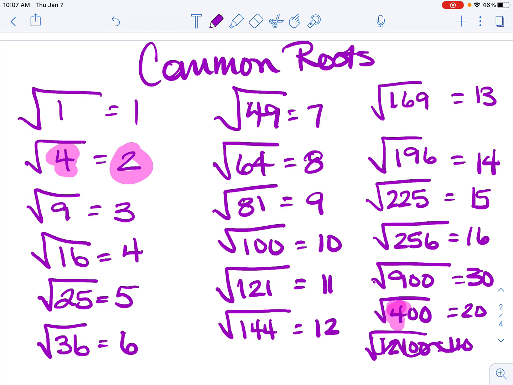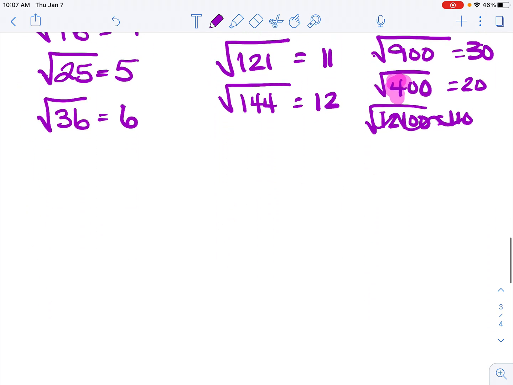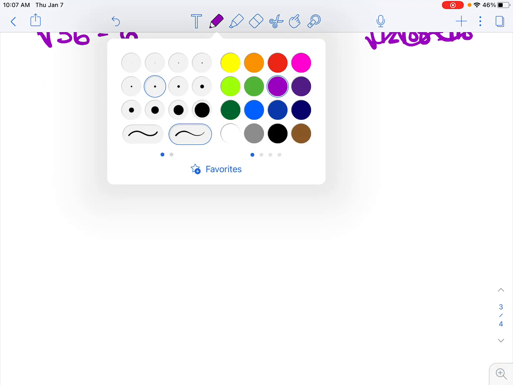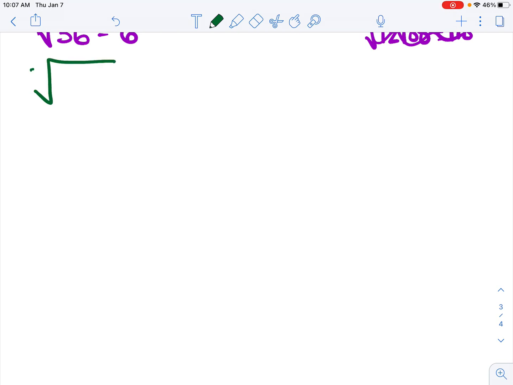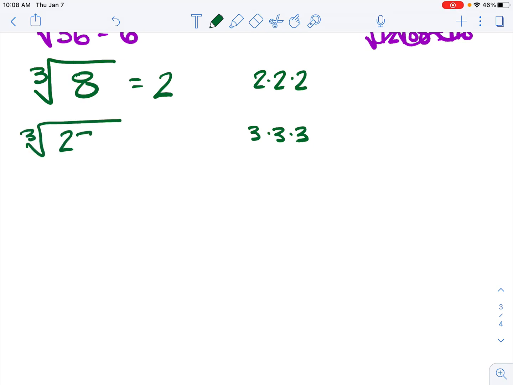All right, so that is square roots, but what about cube roots? So there are some cube roots that you should kind of keep in mind. So the cube root of 8 is 2, because that's 2 times 2, which is 4, times 2 is 8. So 3 times 3 times 3, 3 times 3 is 9, 9 times 3. So the cube root of 27 is 3.